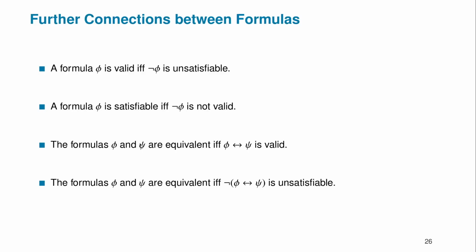Two formulas phi and psi are equivalent if and only if phi is equivalent to psi is a valid formula. So no matter how I set the values of the variables of phi, the value I get is the same value which I get when I set the variables of psi with the same assignment. So we can express the equivalence check in terms of a validity check. And the formulas phi and psi are equivalent if and only if the negation of this equivalence check is unsatisfiable. This follows from the observation we have made here above.